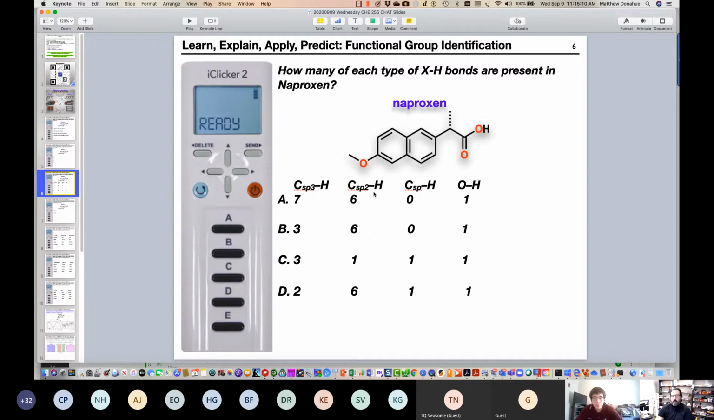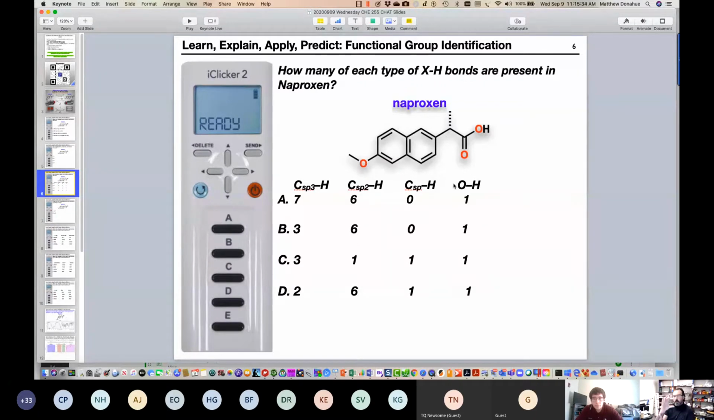So sp2 hybridized H, we have 1, 2, 3, 4, 5, 6. Yes, granted, those are all sp2 hybridized carbon bonded to H. They are all different types. So how do we know that?